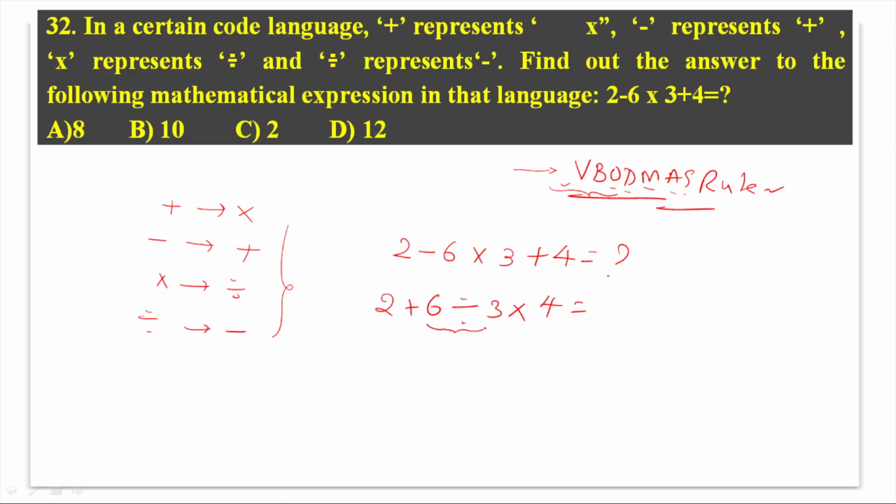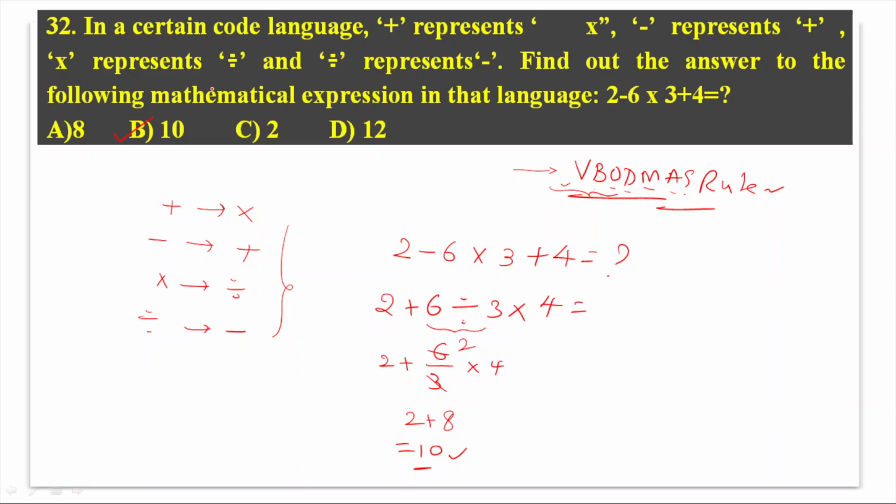So first we need to look for vinculum. There is no vinculum present, and we need to look for brackets. There are also no brackets here. And the next one is division, which is present here. So 2 plus 6 divided by 3 into 4 here. The 3 and 3 get cancelled. So 2 plus 2 into 4 is 8. That will be equal to 10. So the answer for this particular mathematical expression is 10, which is presented in option B.